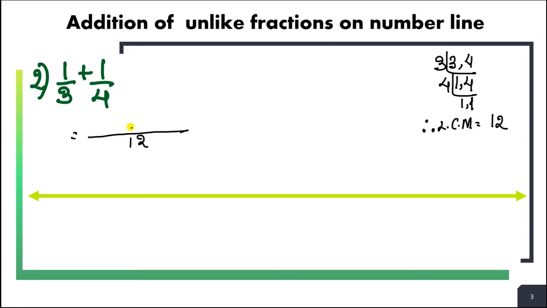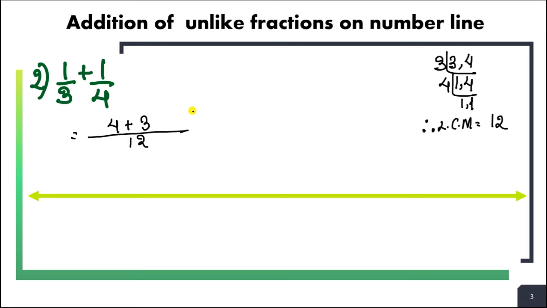We are going to do the same as we do with unlike fractions. 12 is the LCM. We are going to divide the LCM by the first fraction's denominator, that is 12 divided by 3. 12 divided by 3 is equal to 4. 4 into 1 is 4. Plus, then 12 again, this fraction's denominator. 12 by 4, that is 3. 3 into 1, that is 3 we get.